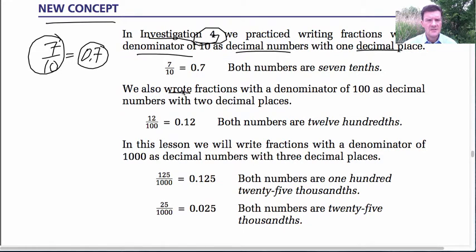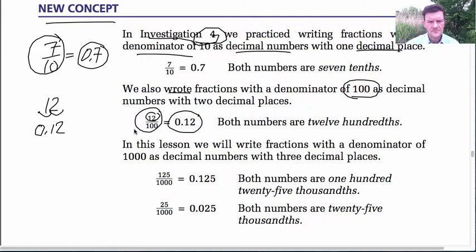Okay? In addition, you wrote it with a denominator of 100. So if you have a number over 100, then you're going to move the decimal point over 2 places. And that's going to be 0.12. This is read as 12 hundredths. And this is read also as 12 hundredths, either one.